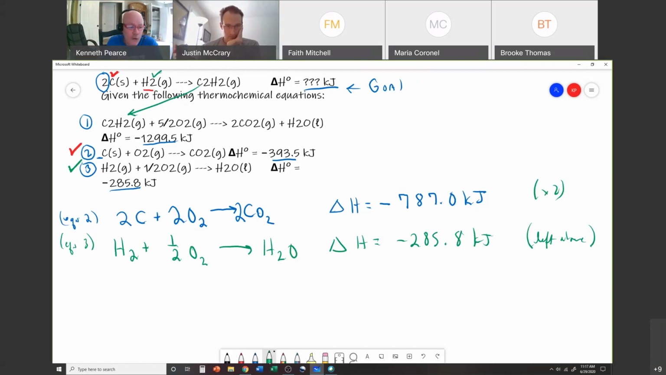And so we're going to take equation 1. Let me change colors here. Let's go with red on this one. Equation 1.